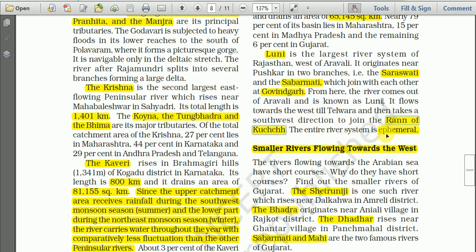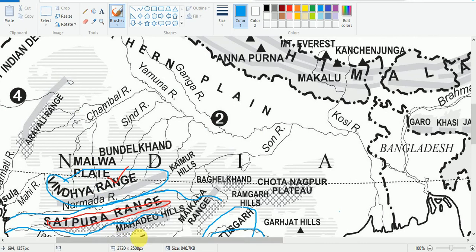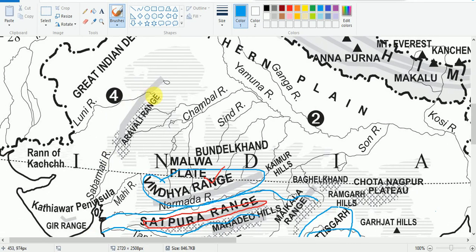The entire river system is ephemeral. Ephemeral means short-lived, a river which flows only in the rainy season, that is a seasonal river. So let us have a look at the map. Just see here, Luni is here. This is the Luni River, and here it falls into the Rann of Kutch. Here we have this waterlogged area.